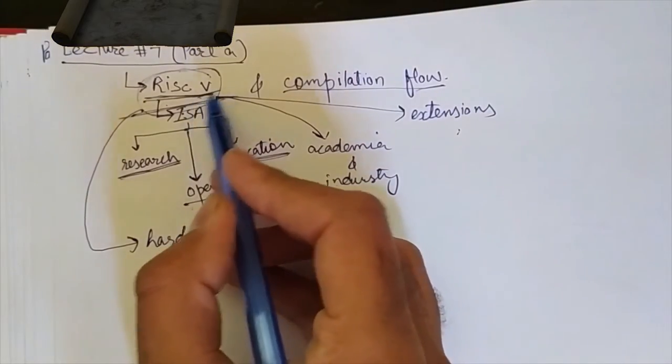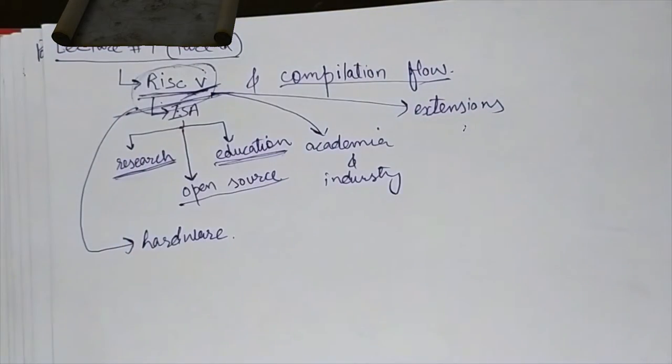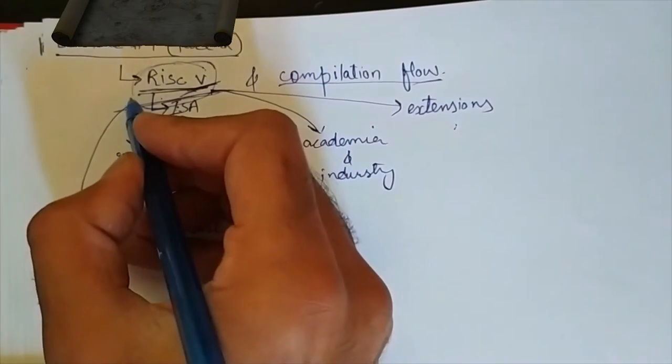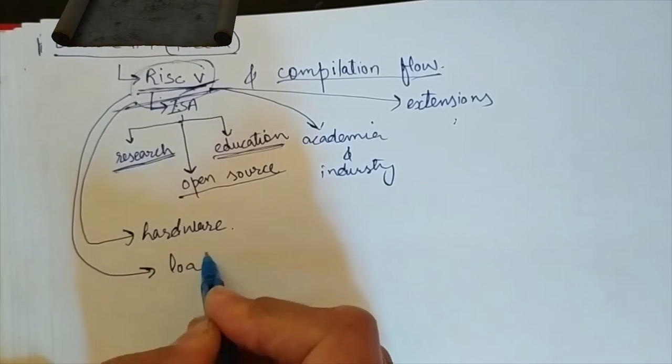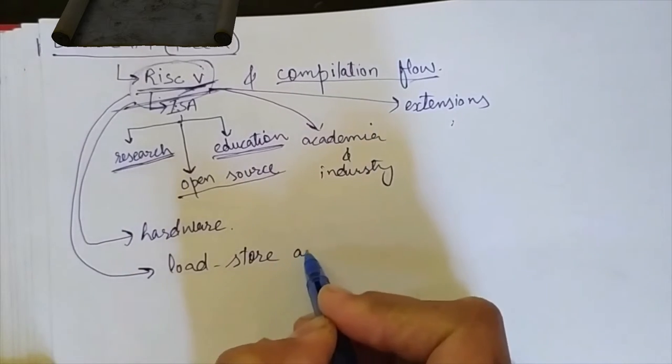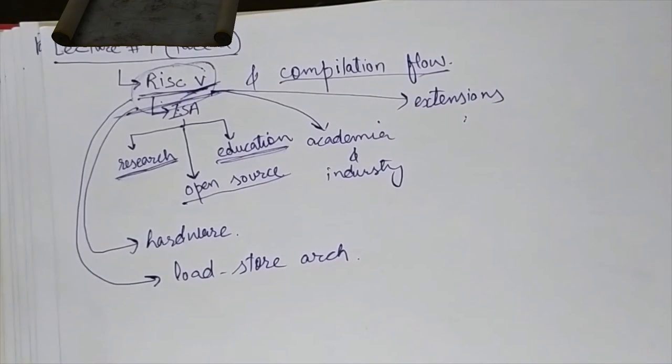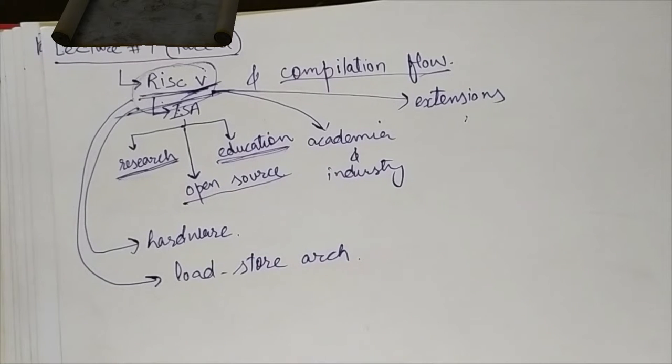And why has it been named RISC-V? Basically, there are previous versions of RISC that have been developed: RISC-1, RISC-2, RISC-3, RISC-4, and RISC-V. This is the fifth version of the reduced instruction set computer. As I said, this is open source, and this ISA follows a load store architecture. What is a load store architecture? It is an architecture in which all the operations are carried out on the values stored in the registers. So whatever value we have, we first have to bring that value into a register, and then we can apply our operation on that particular register.